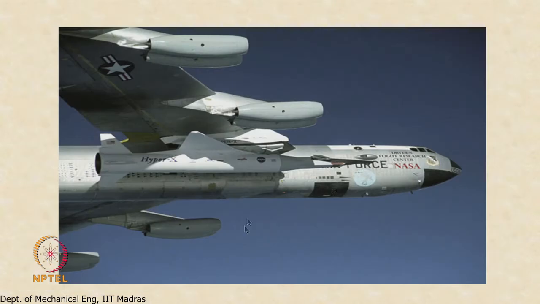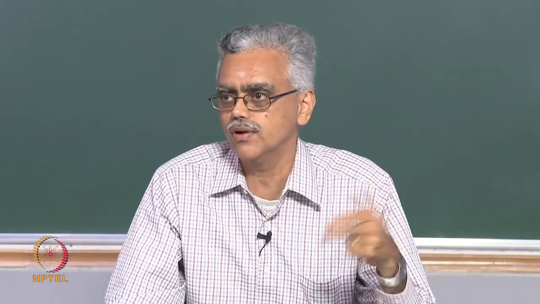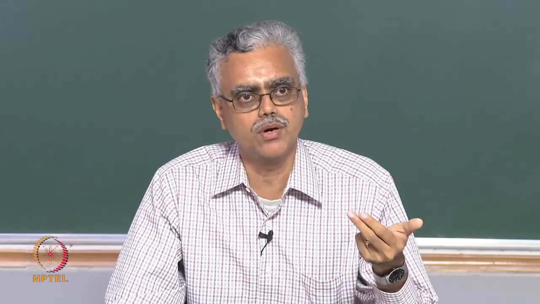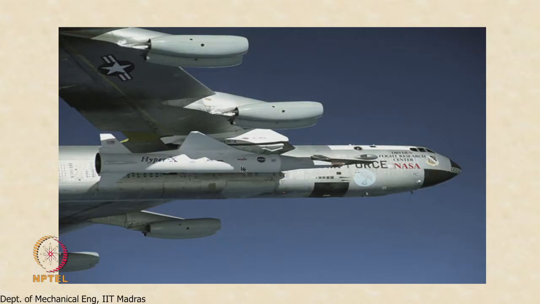But as we said earlier, the ramjet or the scramjet, because it does not have a compressor, it cannot take off or land on its own. So, it has to be taken up to the design flight Mach number and then released, only then it will start operating. So, here you see the scramjet which is mounted in front of this missile.